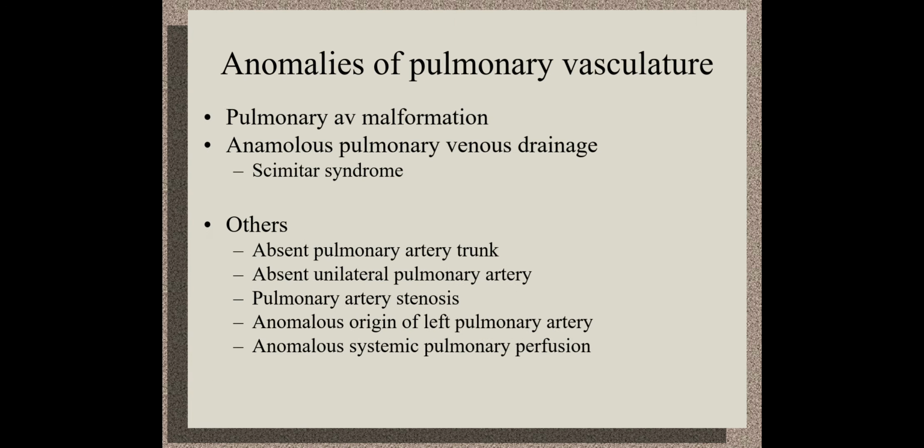Anomalies of pulmonary vasculature: pulmonary AV malformation, anomalous pulmonary venous drainage, scimitar syndrome. Others include absent pulmonary artery trunk, absent unilateral pulmonary artery, and pulmonary artery stenosis.